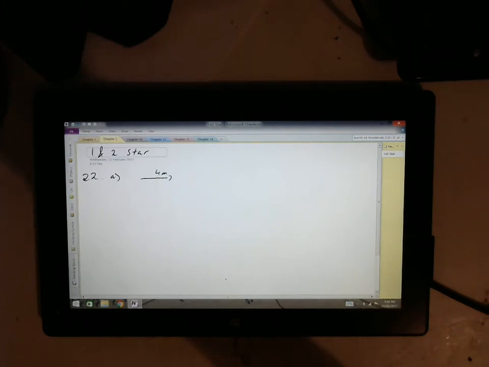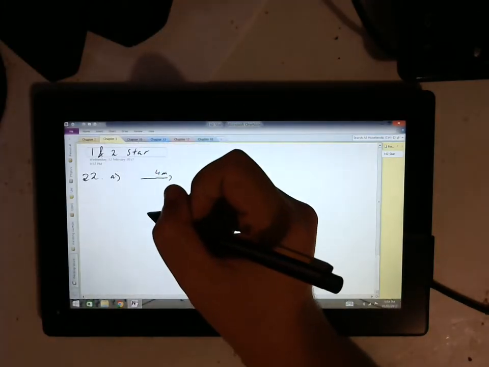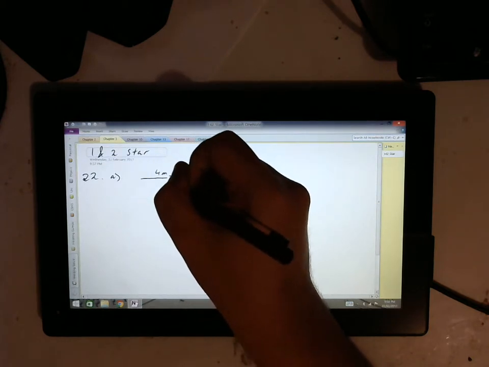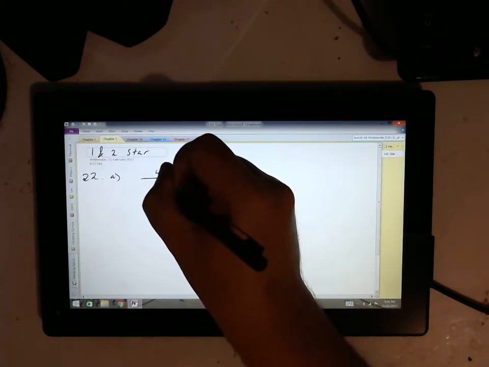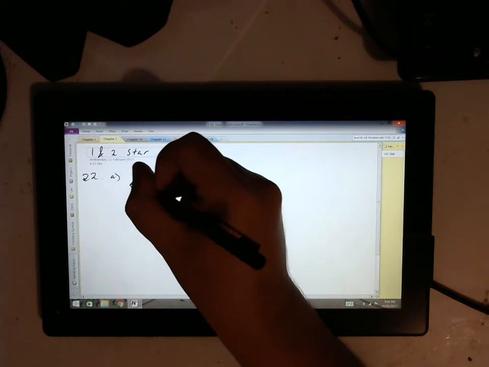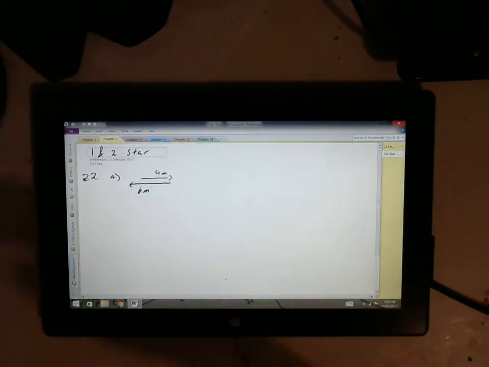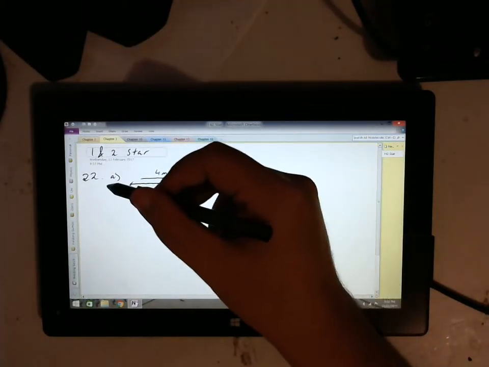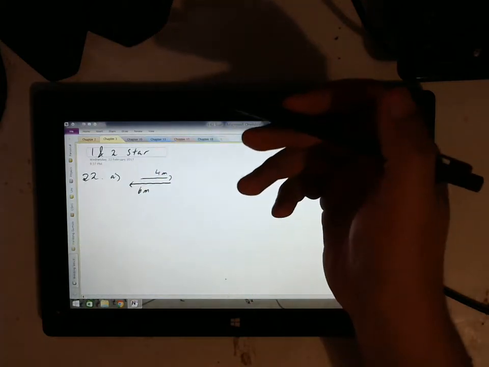And we have a vector of 6 meters west. So from here going back the other way. Now, by convention, we say that east is to the right, west is to the left. You can swap it around if you really want to.